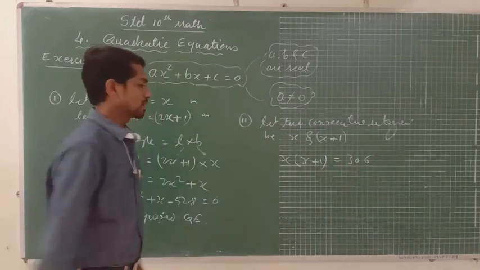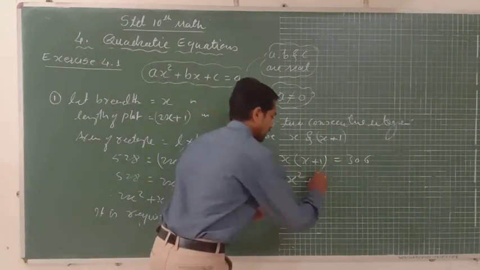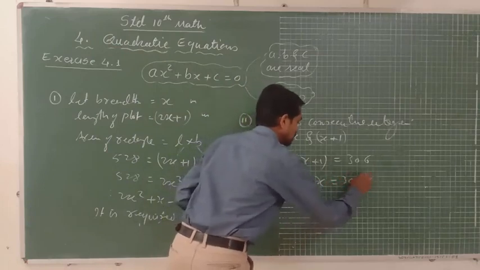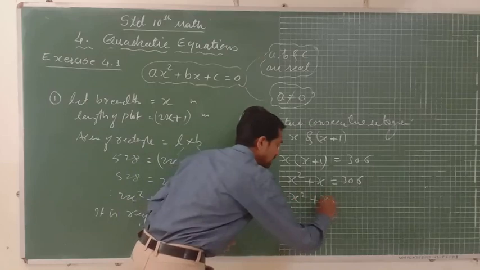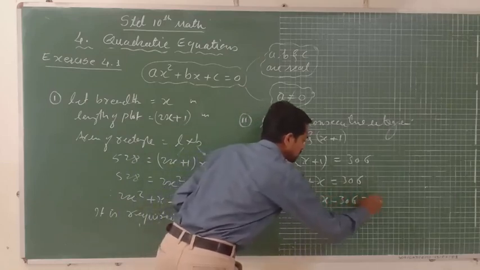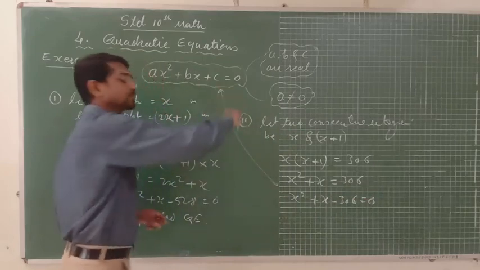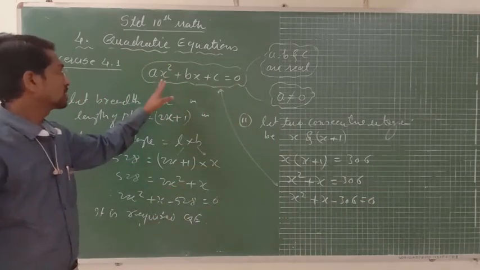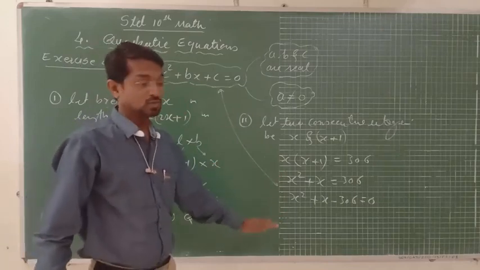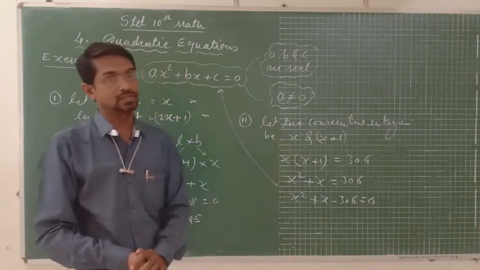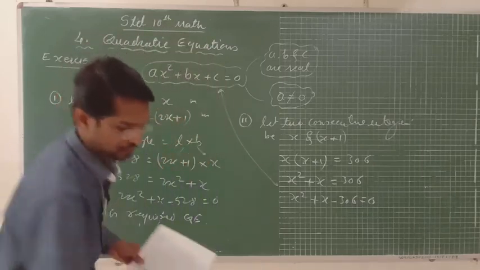Then you can solve for that. x into x, that is x square, plus x is equal to 306. Now write it in the form x square plus x minus 306 is equal to 0. This is again in the form of a quadratic equation. So this is our required quadratic equation to find these two consecutive integers by the given conditions. Next question.